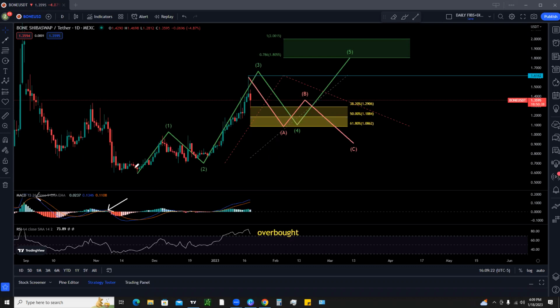So we're going to take a look at this possible five-wave structure to the upside, everything that needs to happen for that five-wave structure to play out. And then we're also going to look at the relative strength index and the MACD and how you can use these to help further understand price action.